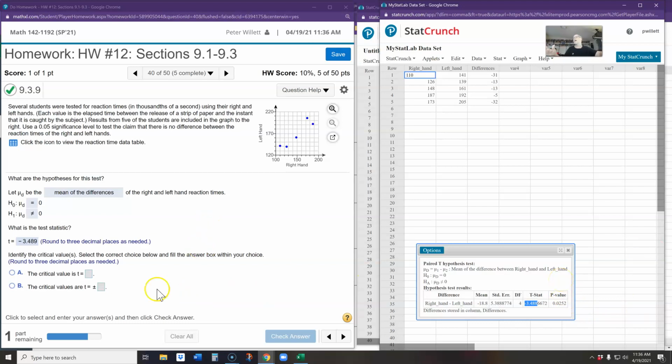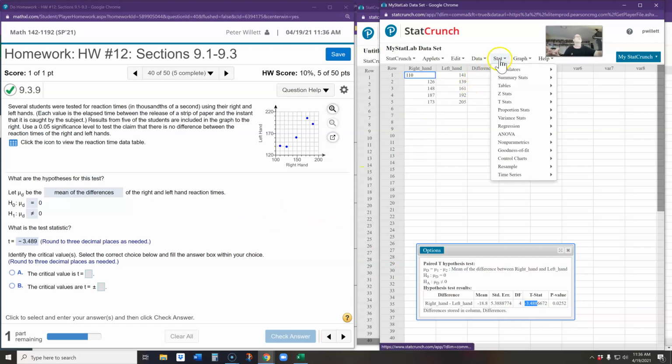But in this case, we have a problem where they ask for the critical value, and remember, the critical values are based purely on the significance level. They don't have anything to do with the sample, and so we don't use this information that we had here. Instead, we need to use the t-distribution calculator. So let me go grab that.